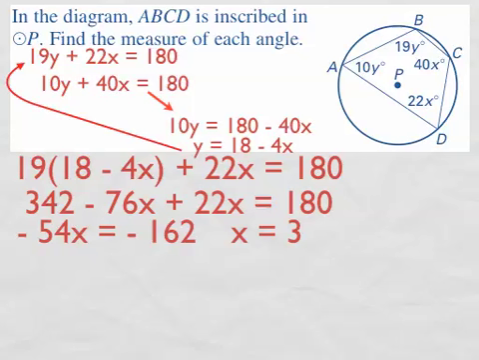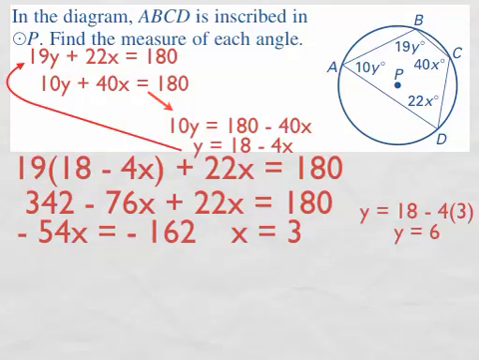Now that I have x equal to 3, I need to choose one of those equations to plug in 3 for x and solve for y. I'm going to use the equation that I solved for y equals 18 minus 4x, and I'm going to plug in 3 for x, so y equals 18 minus 4 times 3. Well, 4 times 3 is 12, and 18 minus 12 is 6. So we have x equals 3 and y equals 6. But I am not done yet because it actually asked us to find the measure of each angle.